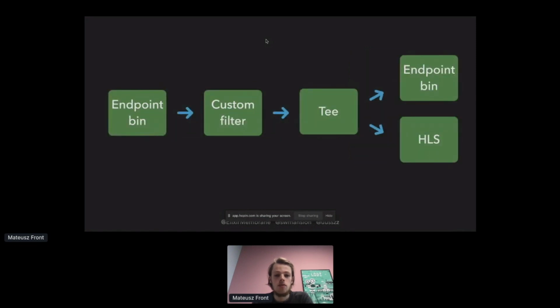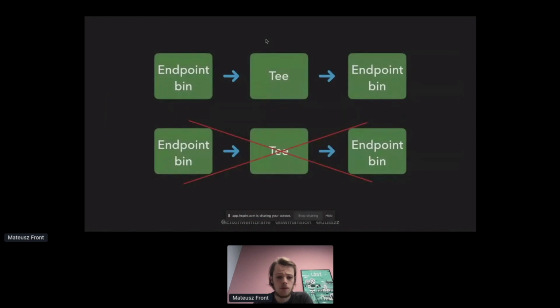Also, if someone wants to customize the stream in a way that is not supported in Membrane, they can always implement their own filter and plug it in between, for example, the endpoint bin and the T to apply some custom filtering to the stream.